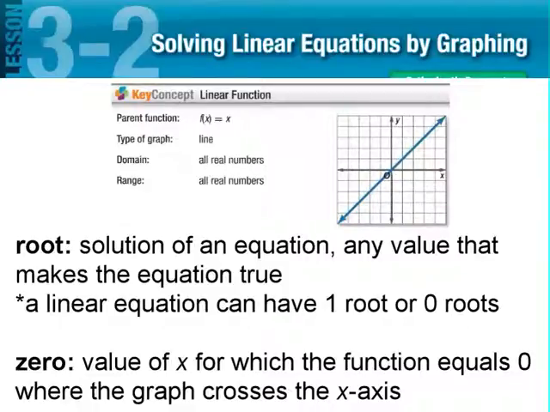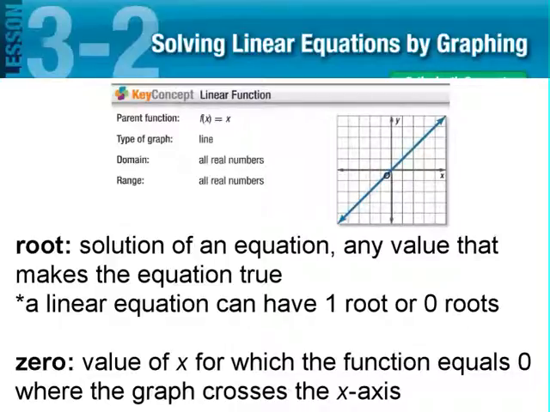When it says the domain and the range, the domain is like your x's. That's your left to right. Your range is your up to down. And so the domain is all real numbers, the range is all real numbers. That means it goes as far left as the graph can go, as far right, as far down, and as far up as the graph can go.